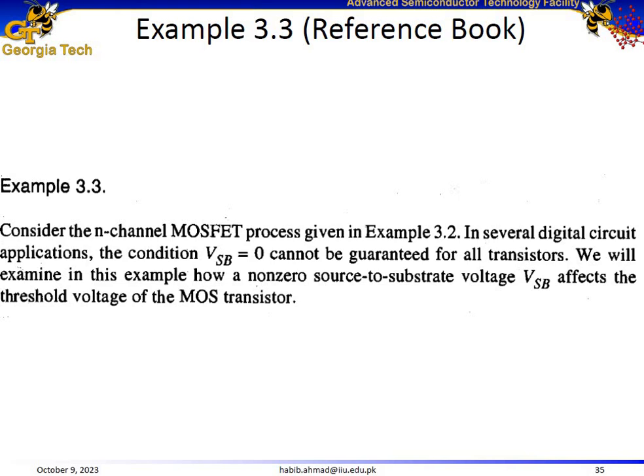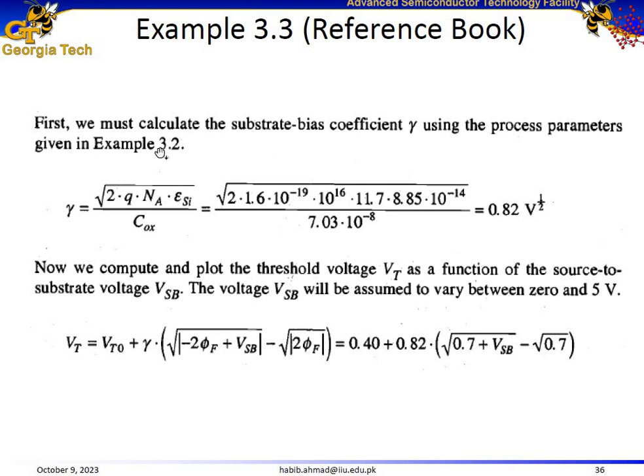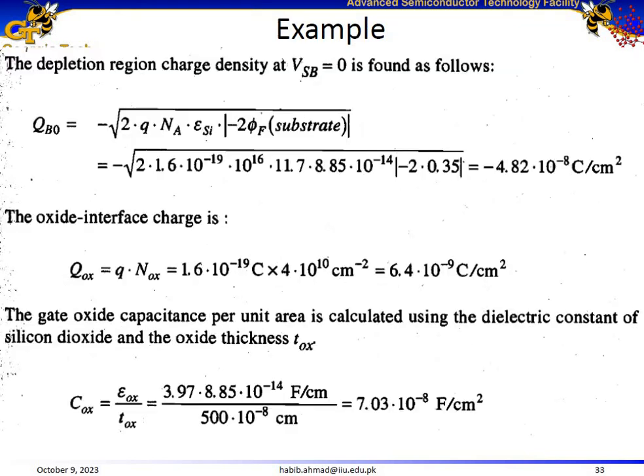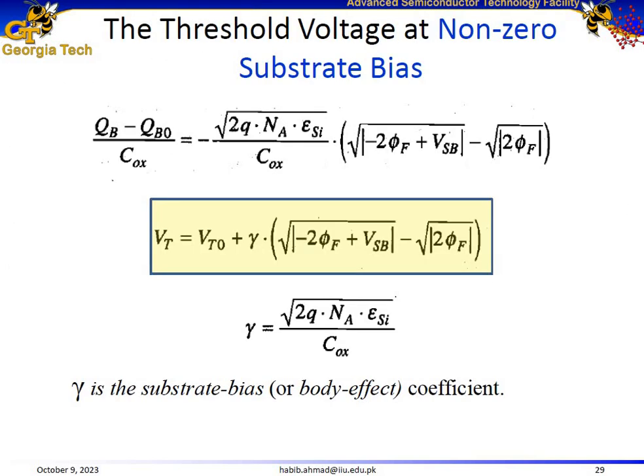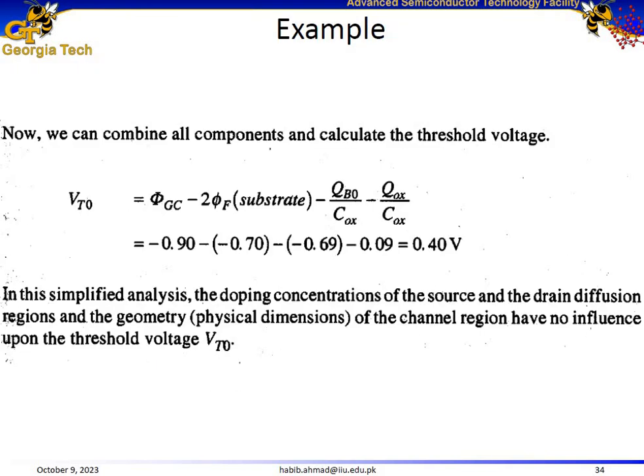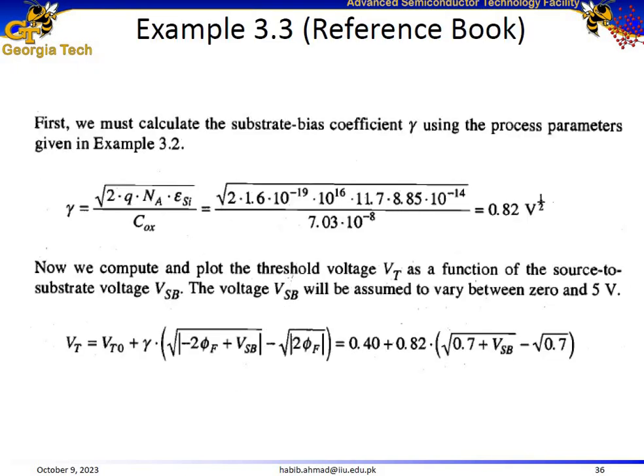Now, what happens if we connect the substrate to a potential, VSB? So let us consider the effect of that. For that purpose, the relationship is given in one of the previous slides for a non-zero substrate bias. Here is the equation in which we need to calculate gamma. So let us first calculate gamma. Here is the relationship for the calculation of gamma.